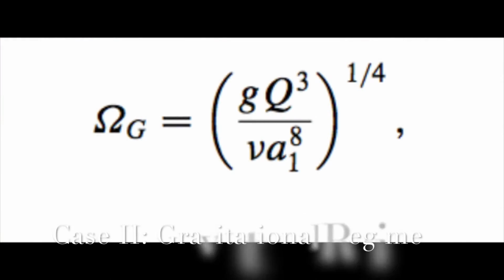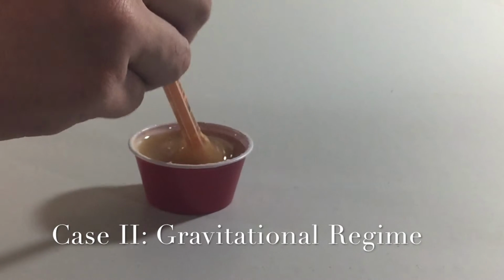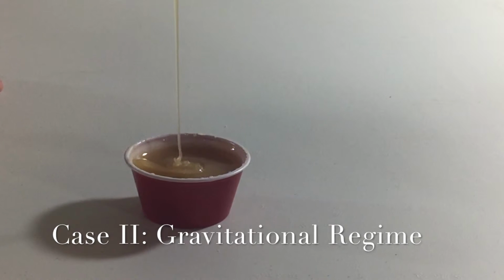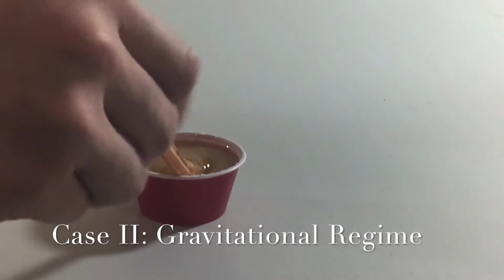The gravitational regime occurs at heights greater than those in the viscous regime and less than those in the inertial regime. Here, the viscous forces in the coil are balanced by gravity, and the coiling effects fight against the gravitational stretching. In this region, the coiling can become uniform and stable.